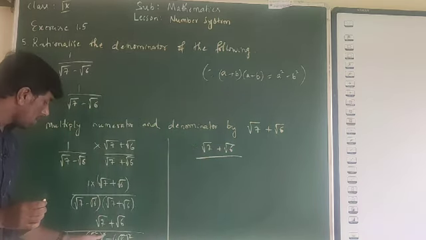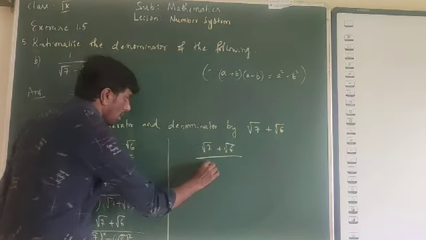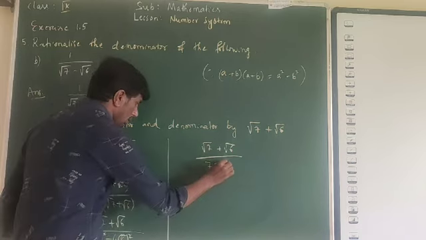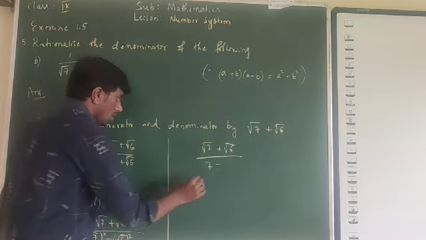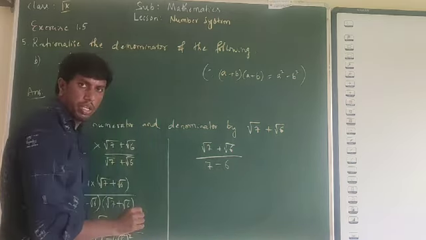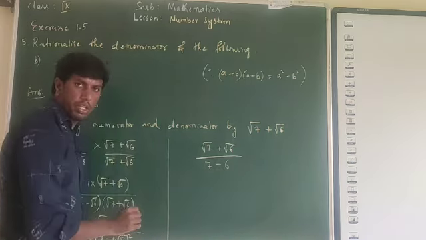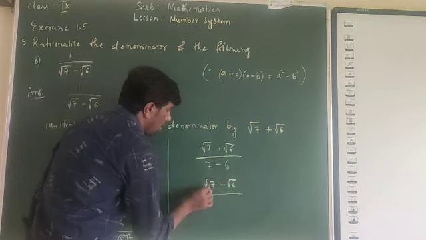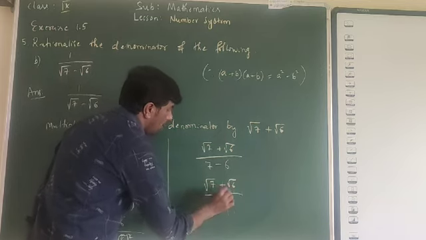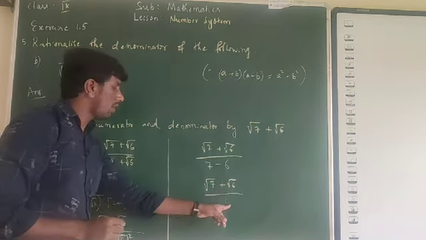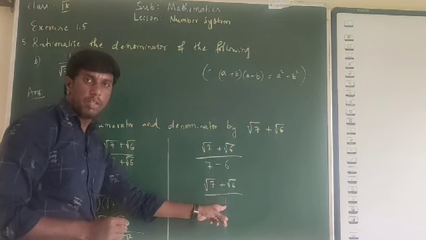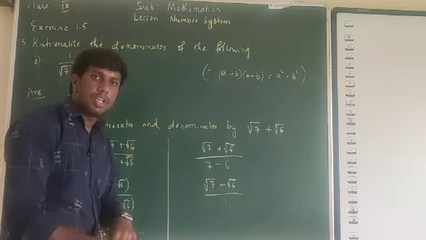Denominator, after cancellation of square and square root, what is remaining? 7 minus 6. Okay, clear? Now, further simplification: root 7 plus root 6 as it is in the numerator, and 7 minus 6 will become 1. You can observe the denominator is 1, which is a rational number.